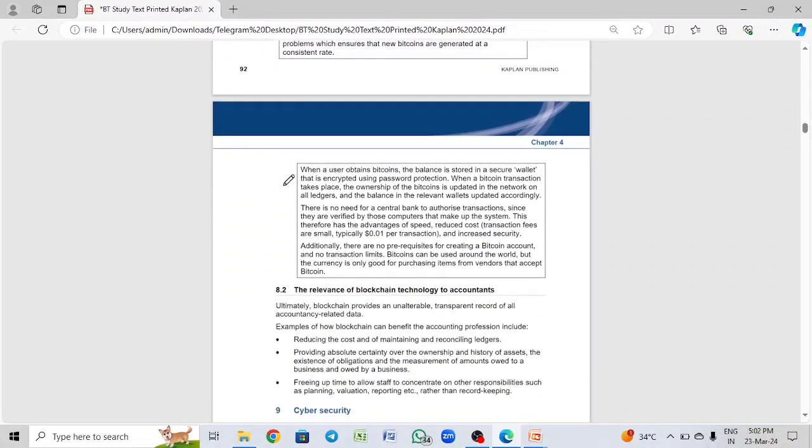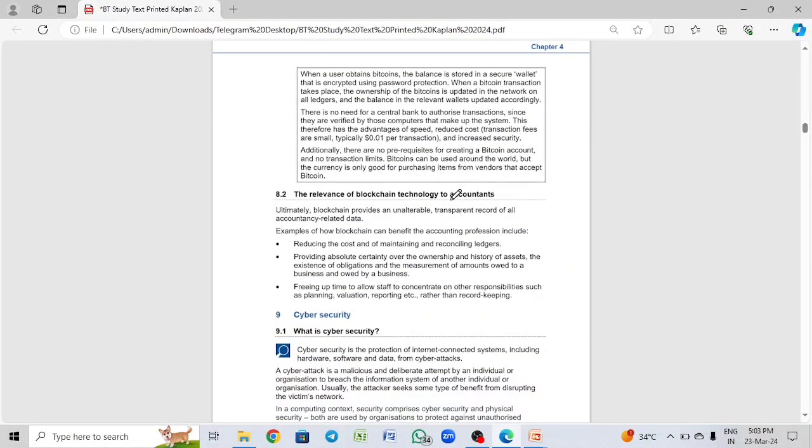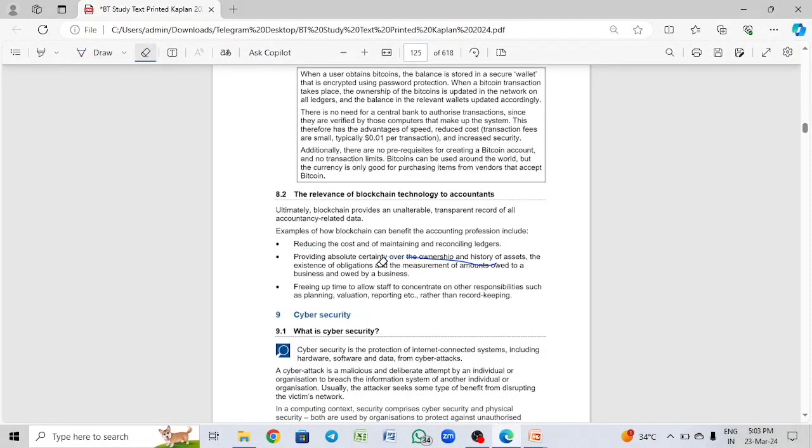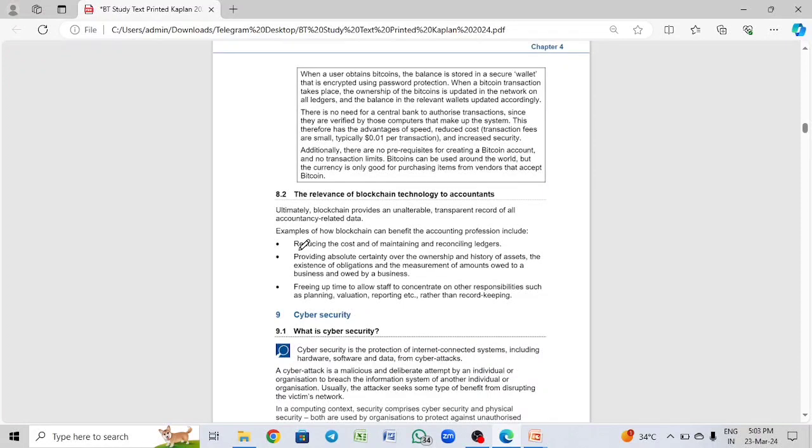Now, the relevance of blockchain technology to accountants. How do accountants use blockchain technology? To reduce the cost of maintaining and reconciling the ledgers. Accountants do not have to maintain the ledgers or change them now and then. If one change happens, it is verified first. It has a high degree of security and a unique code. So, reduced cost of maintaining and reconciling ledgers.